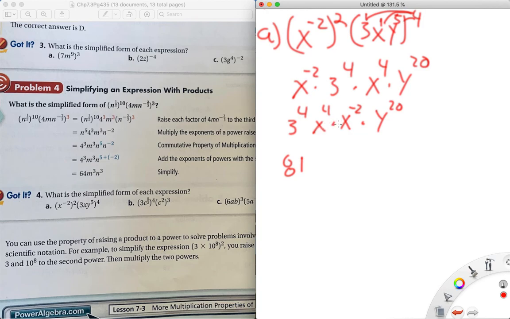Since both of these have the same variable, they're both x, I can add these guys. So it's 4 plus negative 2. 4 plus negative 2 is 2, so x squared. There is no other y's to add this y with or subtract this y with, so I just drop it and leave it alone. And my final answer is 81 x squared y to the 20th power.